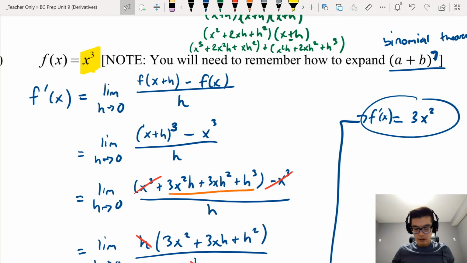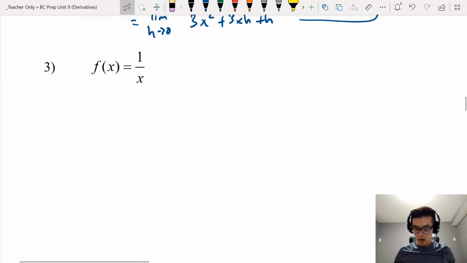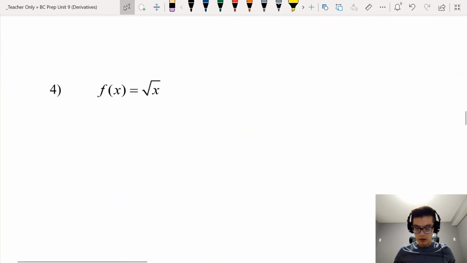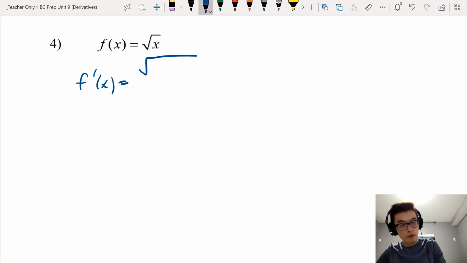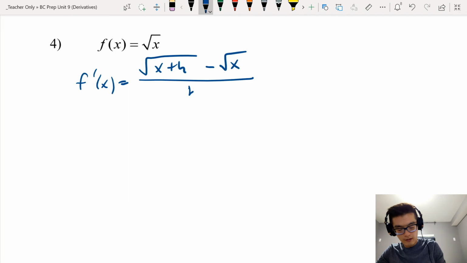Okay. Moving on from there, this one should not be too bad. I think I want to try number 4. This one would be the one I want to go with. So same process, f prime of x is equal to, same idea. It's going to be the function itself, but replace x with x plus h. This was not too bad. And then you're going to subtract f of x, which is just whatever that is right there, divided by h, sorry.